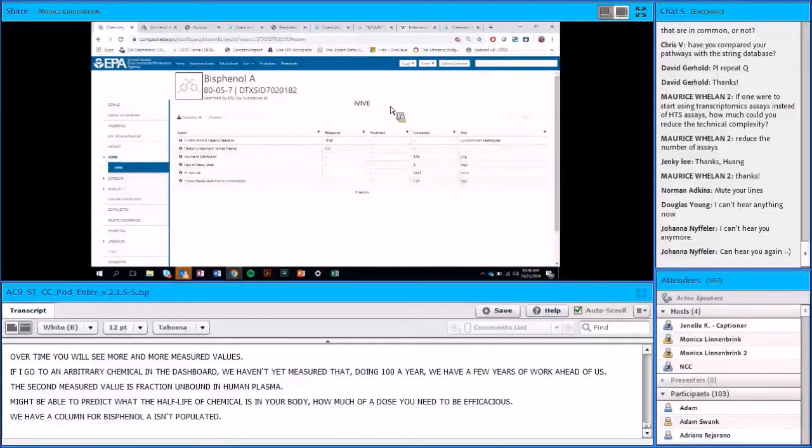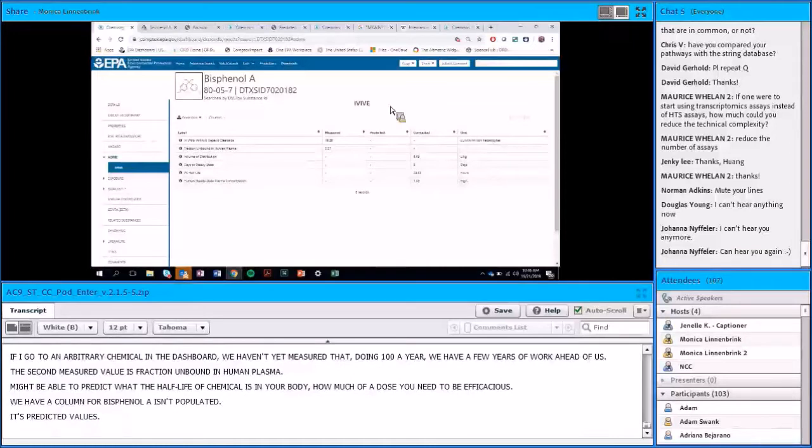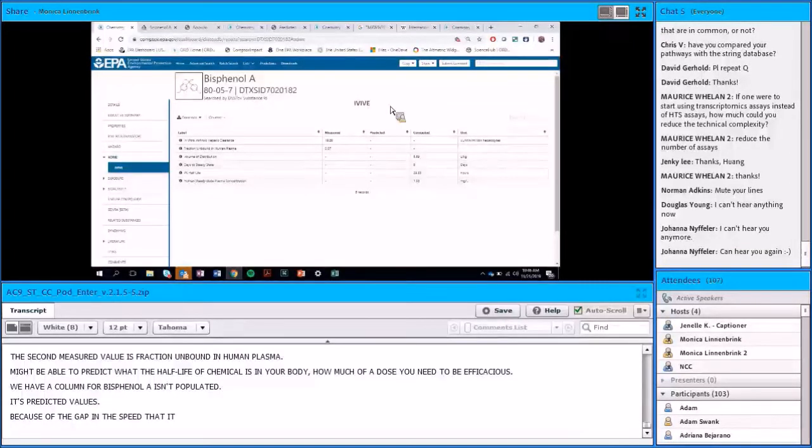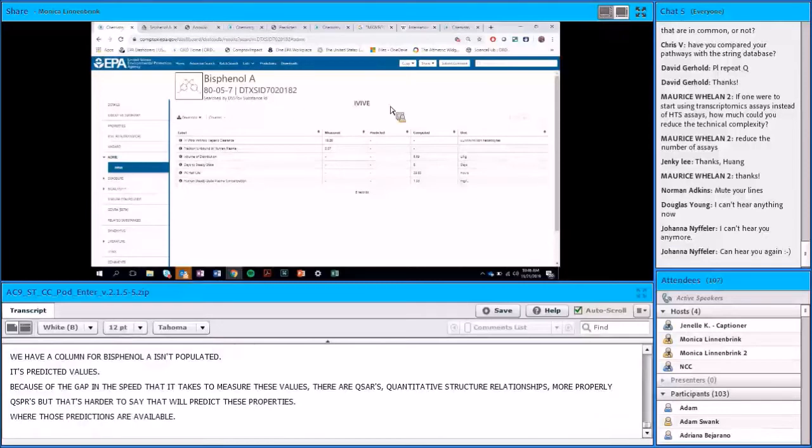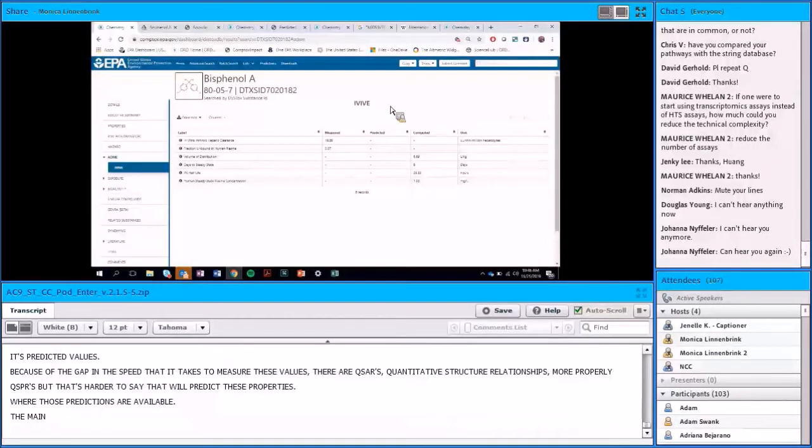We then have a column that for bisphenol A is not currently populated, the predicted values. Because of the gap in the speed that it takes to measure these values, there are QSARs, quantitative structure-activity relationships, or in this case more properly QSPRs, but that's harder to say, that will predict these properties. Where those predictions are available, and right now the main publication that we draw from is a 2017 Environmental Science and Technology article.